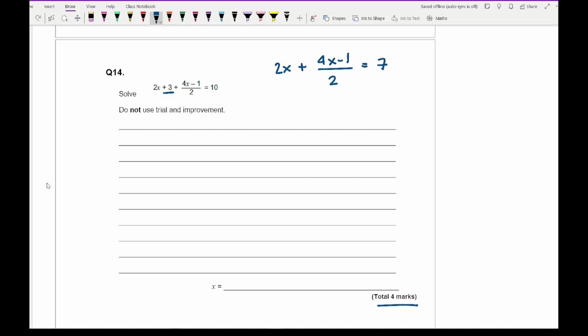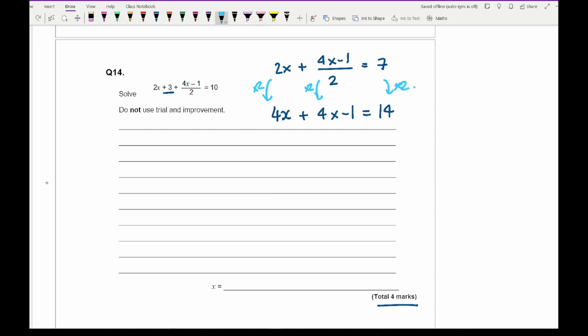Then there's a couple of things we could do here. I could multiply everything by 2. So I'm left with 4x. Then this divided by 2 cancels that 2. So I'm left with 4x minus 1 equals 14. So all I've done is multiply everything in that equation by 2.